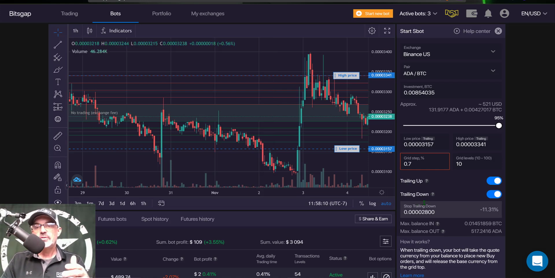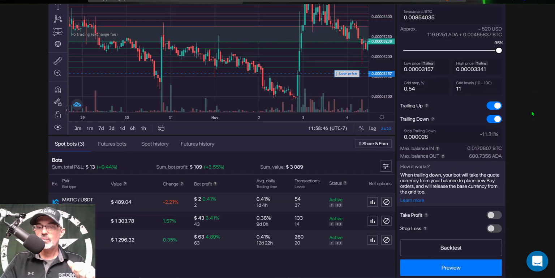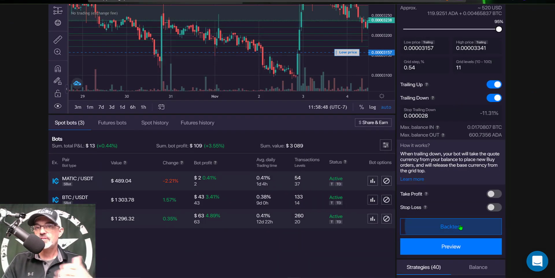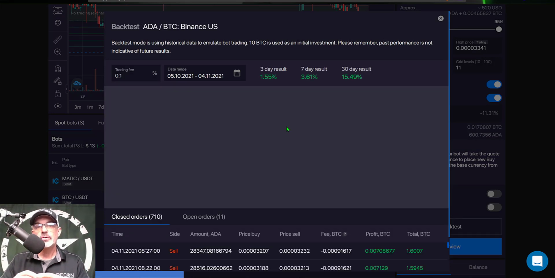Now that I have that all configured, I've received a red box here around my grid stub, which means something is wrong. So if I give that a click, the maximum grid spacing that I can actually have for this particular grid would be 54%. So we'll give that a shot. And now if we scroll down, we can give the bot a backtest and just see what type of performance we might expect out of this particular grid bot.